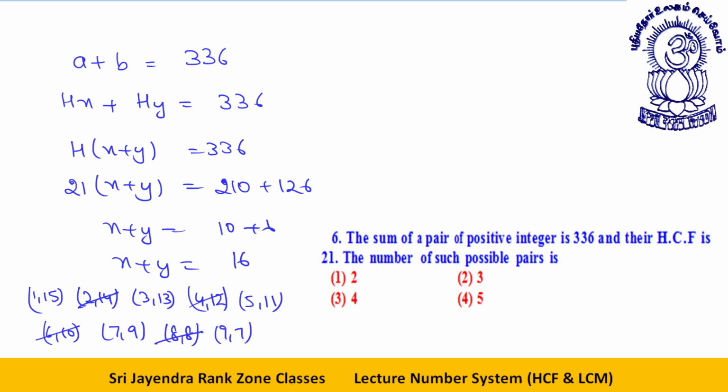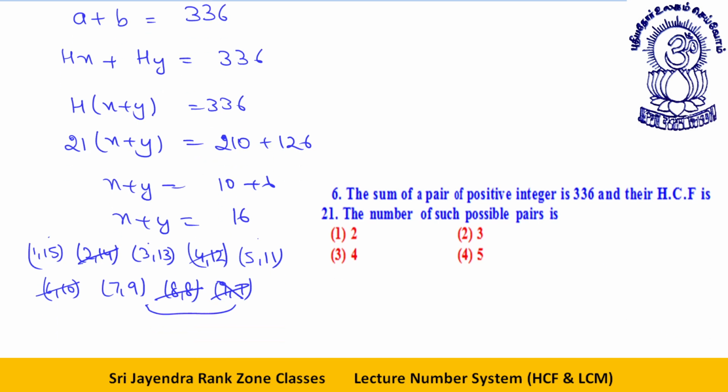Next will be 9, 7. This is same as this, so no need to use this. We have 1, 2, 3, 4. So students, we might be moving a bit slow, but we are covering each and every type of question. I hope you observe that. Therefore, 4 possible pairs are there.